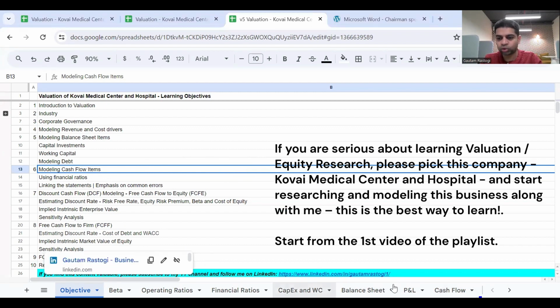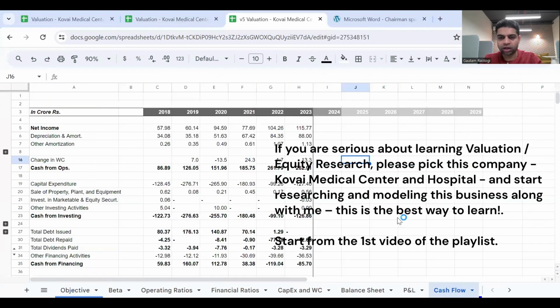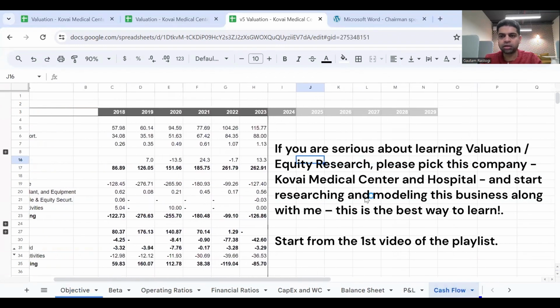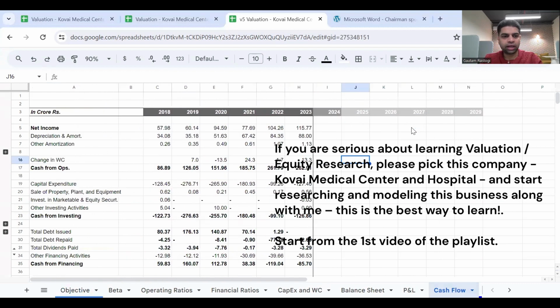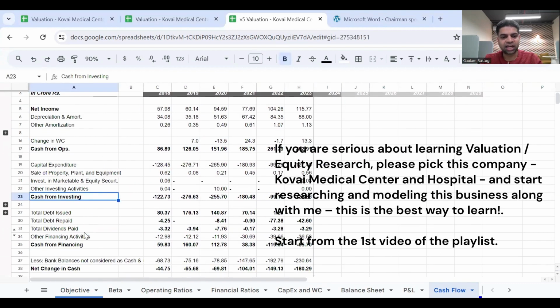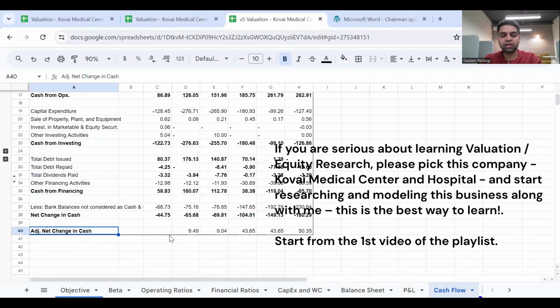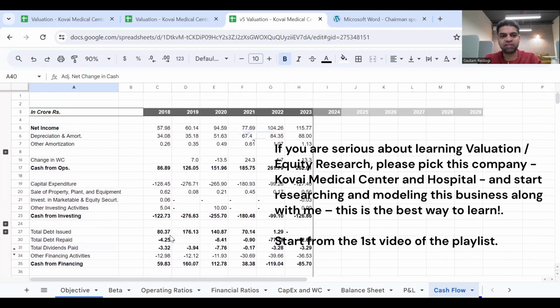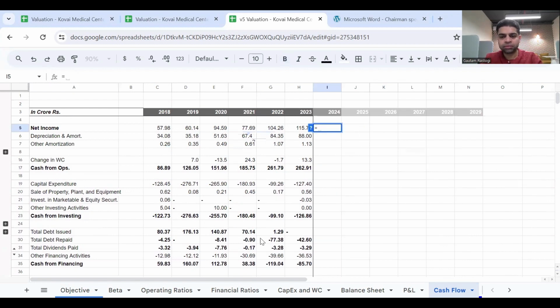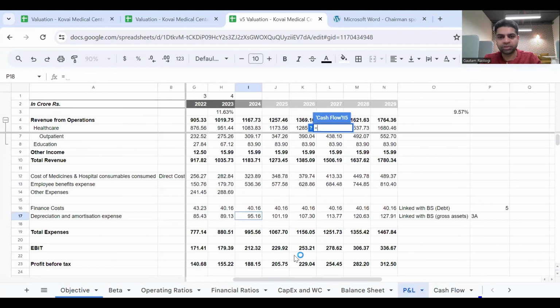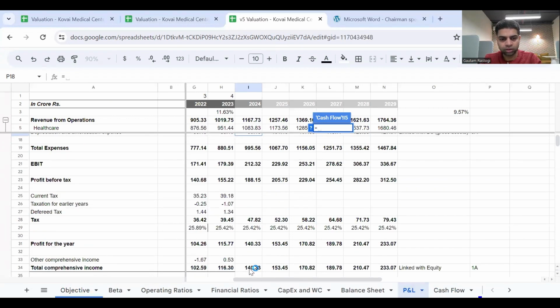Let's go to the cash flow statement. This is where the rubber meets the road. In the cash flow statement, we have cash flow from operations, cash flow from investing, and cash flow from financing. Then we have whatever cash is left after summing up the three sections. Let's pull up the net income. Net income is there in the P&L, the income statement. This is very straightforward.